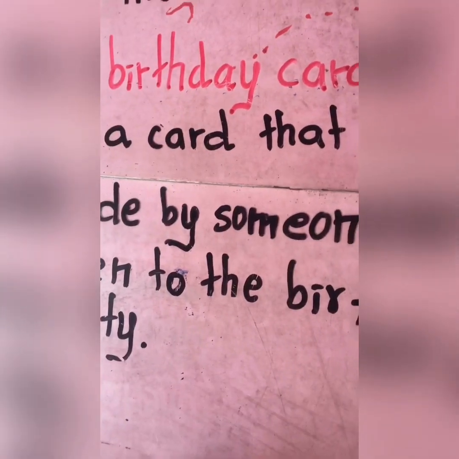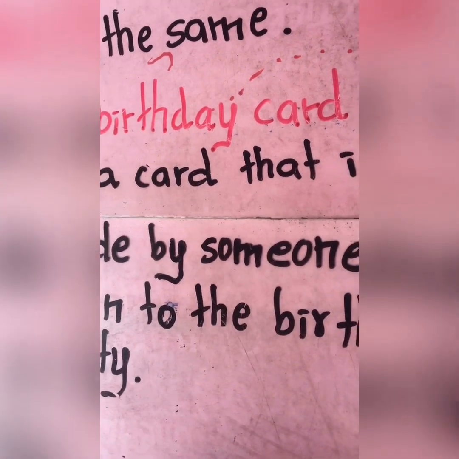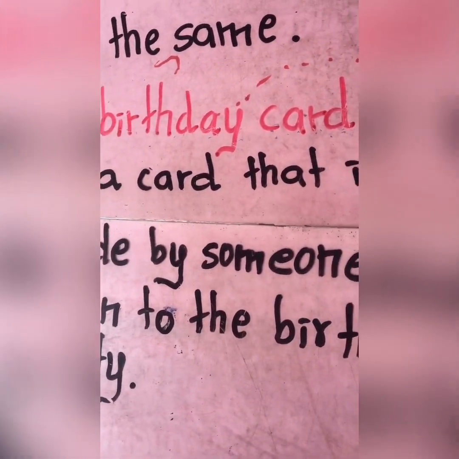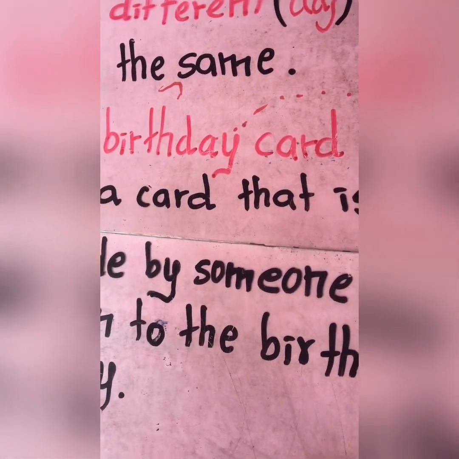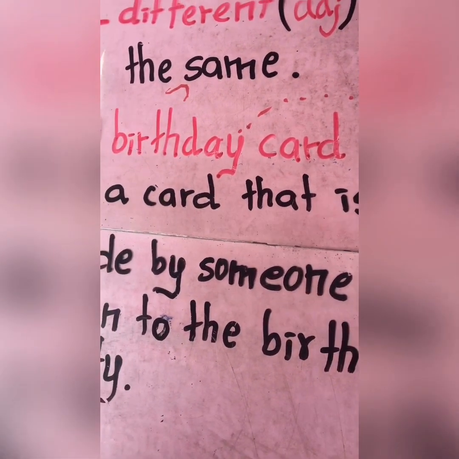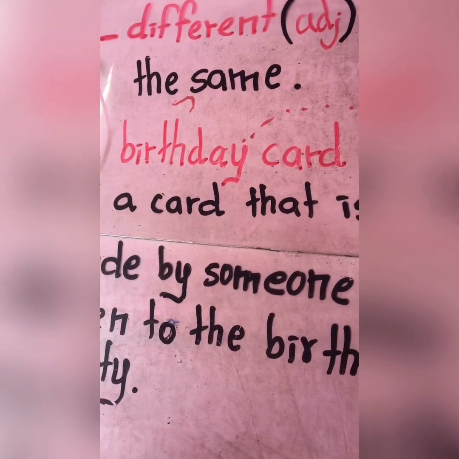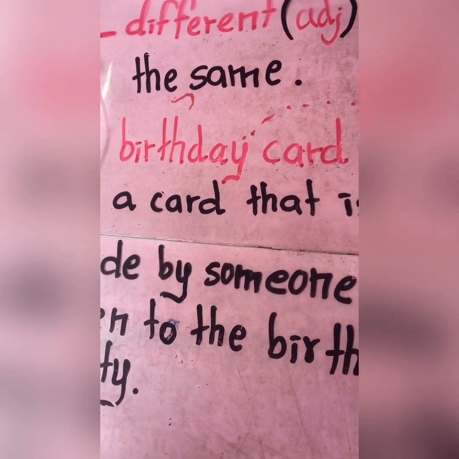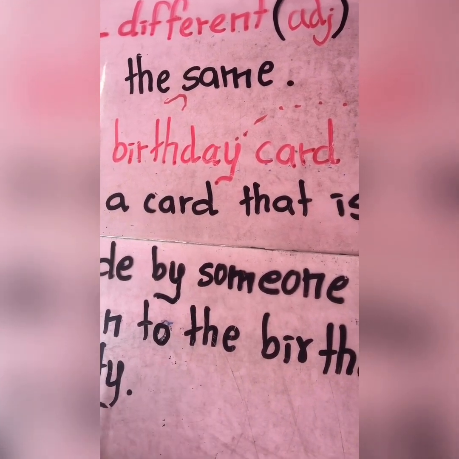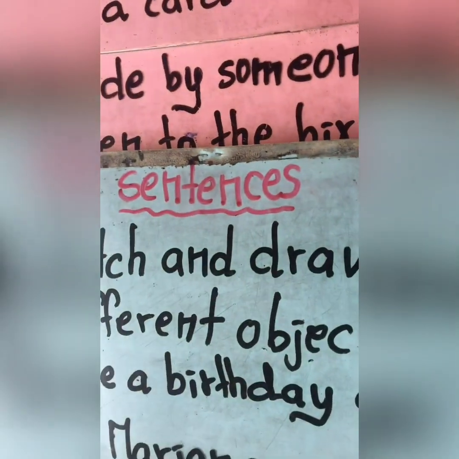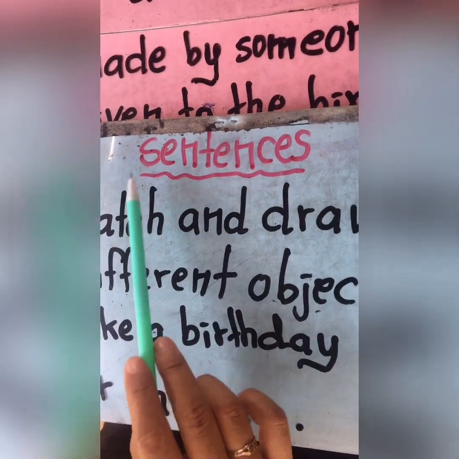For example, tomorrow is Marina's birthday. So you have to prepare the present and also write down something on a birthday card. So you make it by yourself. So you give it to your friend at her birthday party. Okay, now let's go to the sentences.